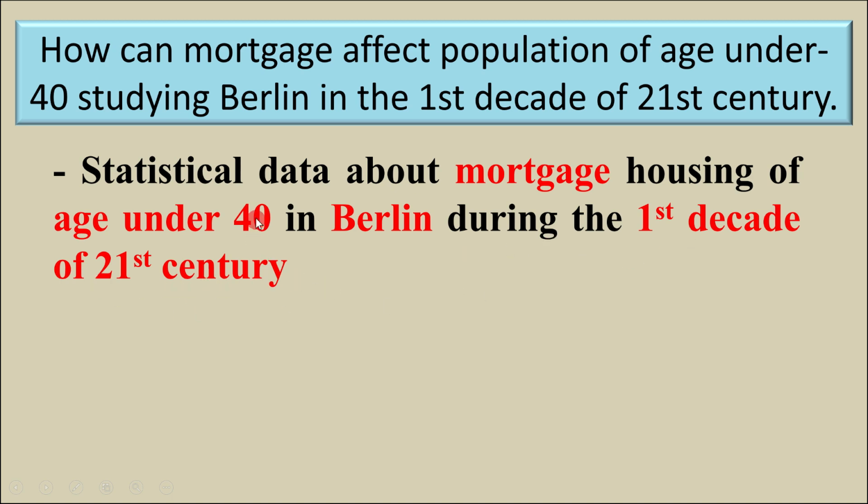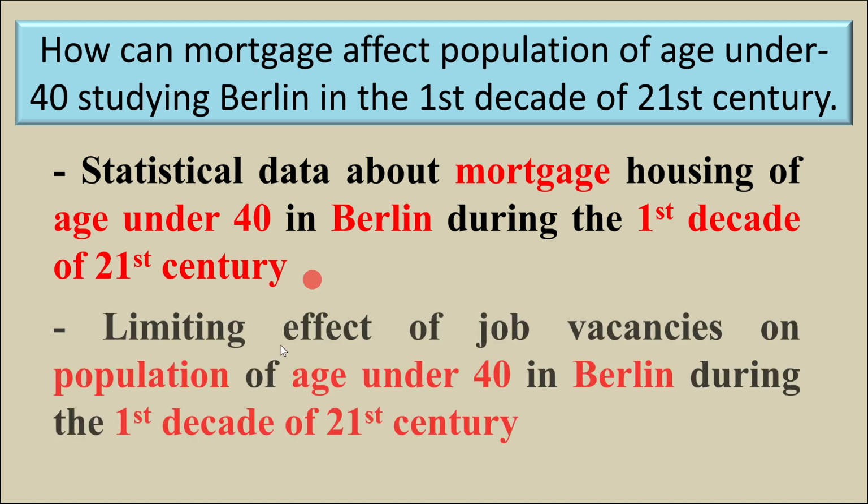You see, we are presenting some statistical data, not generally about mortgage housing, and also of age under 40, which is the research question, and in Berlin, not in, for instance, New York. During the first decade of the 21st century, not during the second decade. It's very important. Be focused.